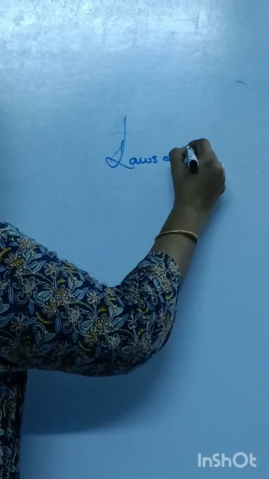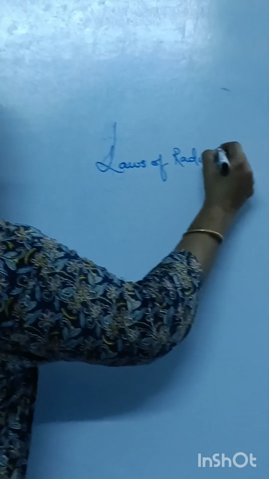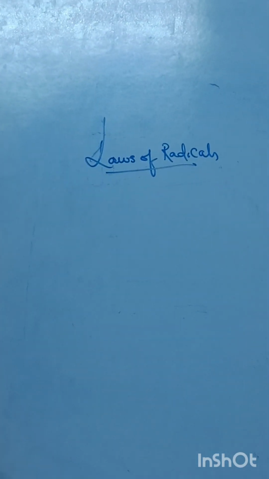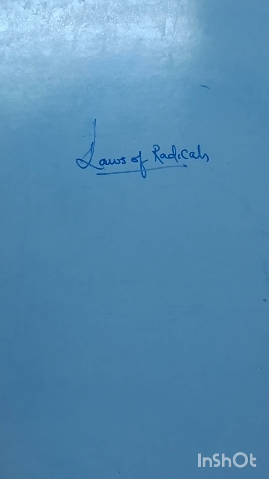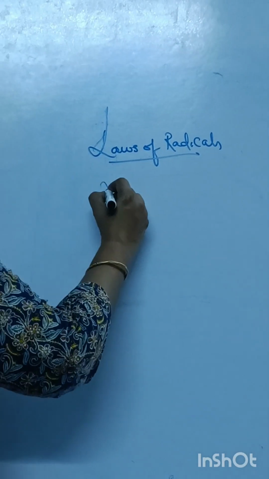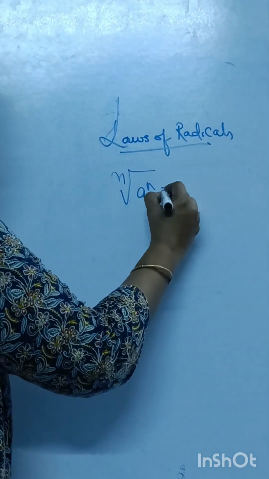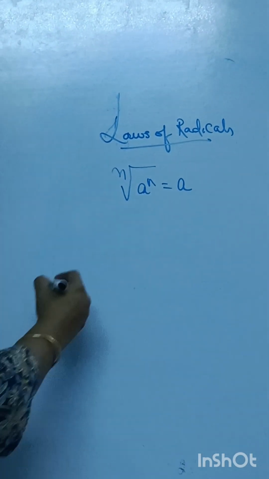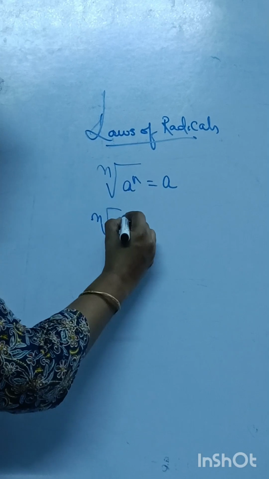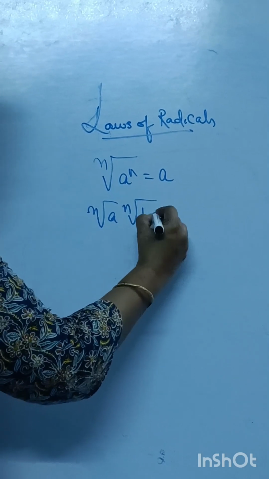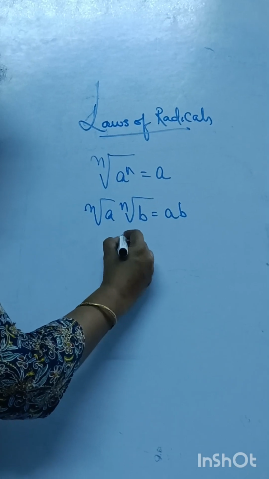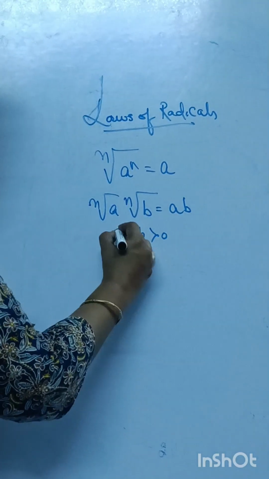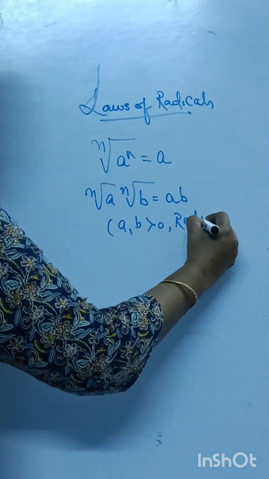Laws of radicals. These laws apply for two positive real numbers. Let us consider them as a and b. That is nth root of a power n is equal to a. Nth root of a into nth root of b is equal to nth root of ab, provided a and b are greater than 0 and they are real numbers.